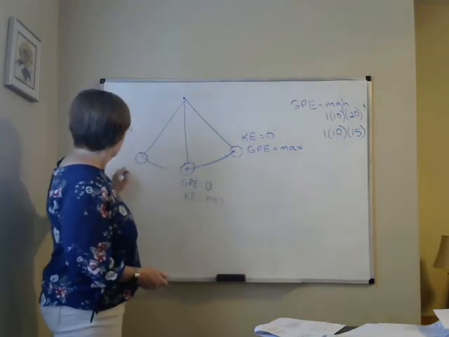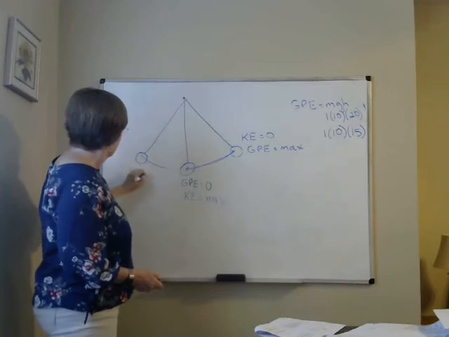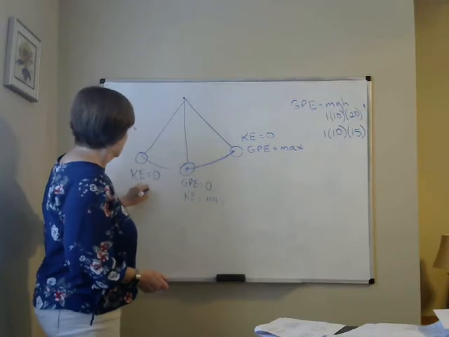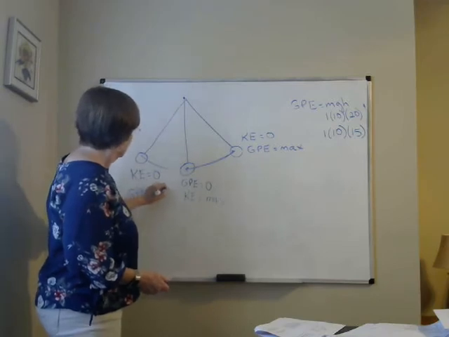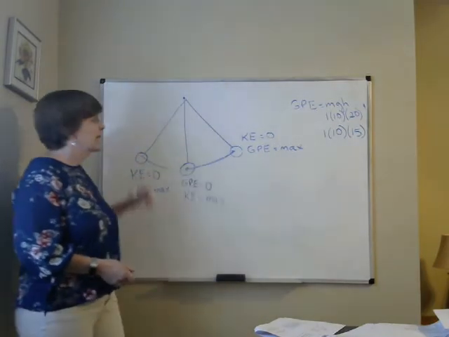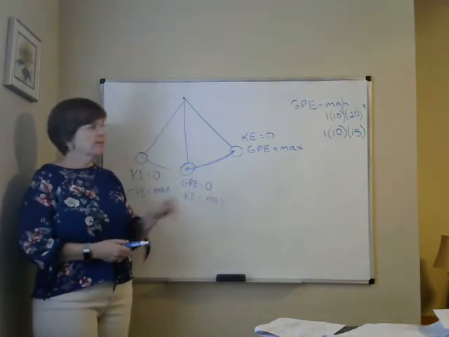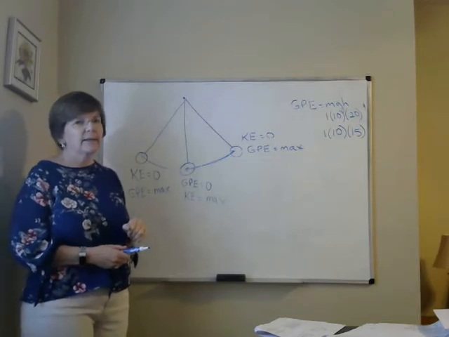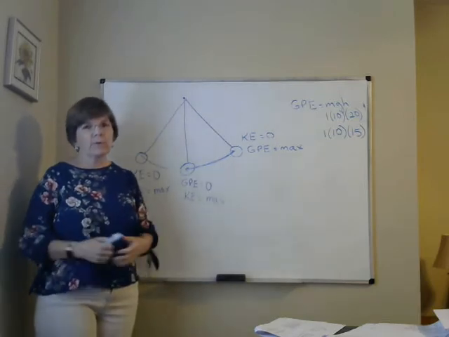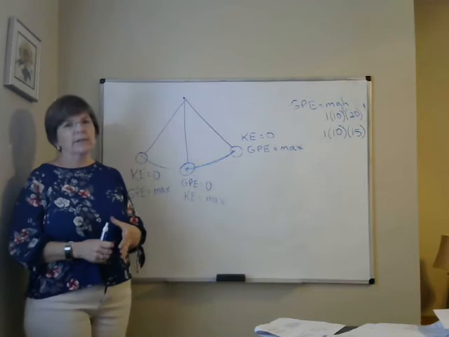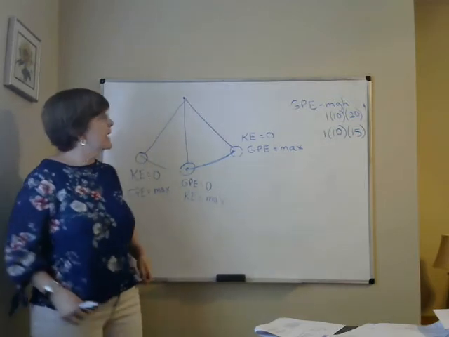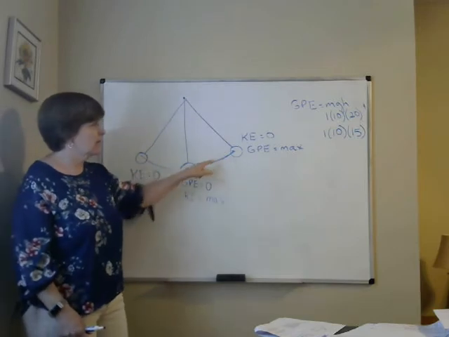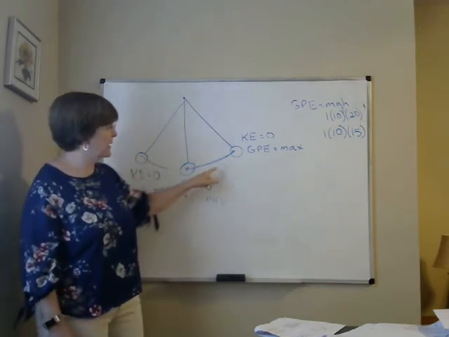At this point, it'll stop again. The kinetic energy will be zero, and the gravitational potential energy will equal the same thing it did here. It can't go any higher than its original height because it won't have enough energy. However, in a perfect world, it also wouldn't go any lower. Now, in real life, we may have some friction, we may have some air resistance. It might not go quite as high, and then it'll come back.